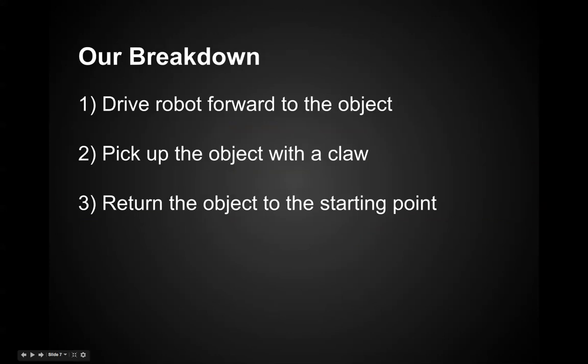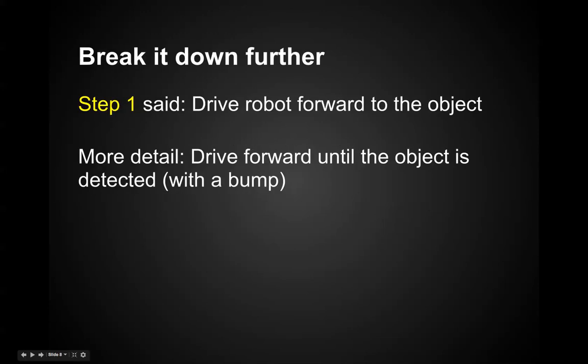So our breakdown has: drive robot forward to the object, pick up the object with the claw, return the object to the starting point. It's a little bit more detailed than the three points that were in the original task, but it's not overly detailed. We're going to get to the high details next. So let's break it down further.